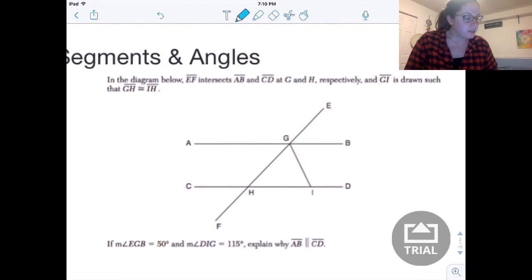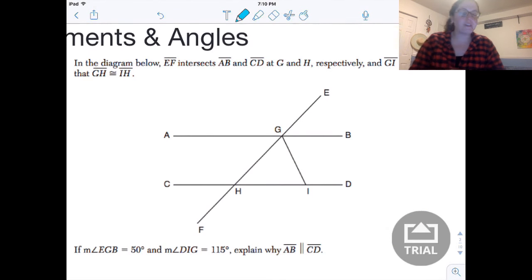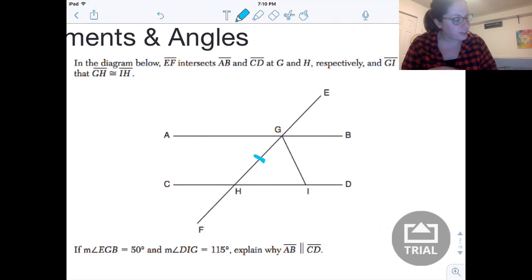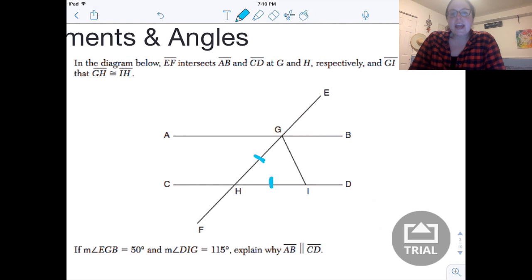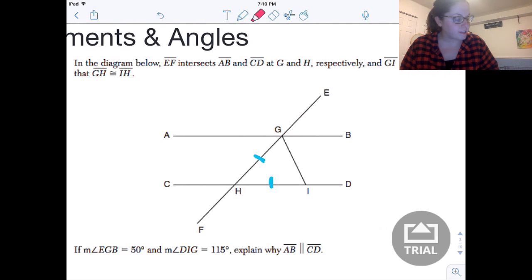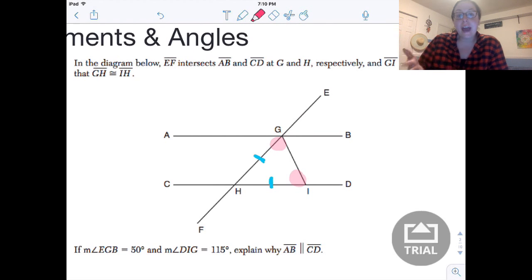So let's look at this next one. In this diagram, EF intersects AB, and GI is drawn so that GH is congruent to IH. So I'm going to label that GH congruent to IH. And that signals something very important in my brain, because when I see two congruent sides, the first thing you're thinking, especially if you're in my class, is that in this triangle there are two congruent angles. So I'm going to look at the angles across from those congruent sides, and those are going to have to be congruent, because in an isosceles triangle, your base angles are congruent.